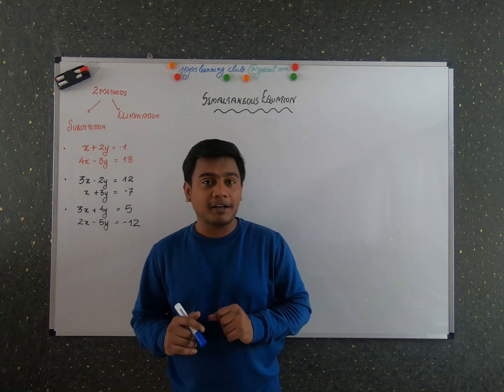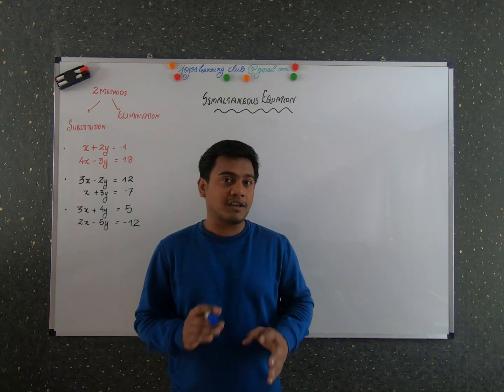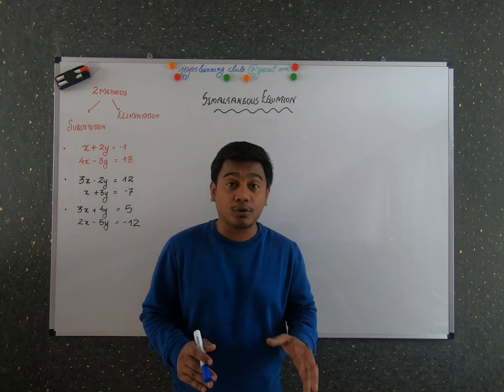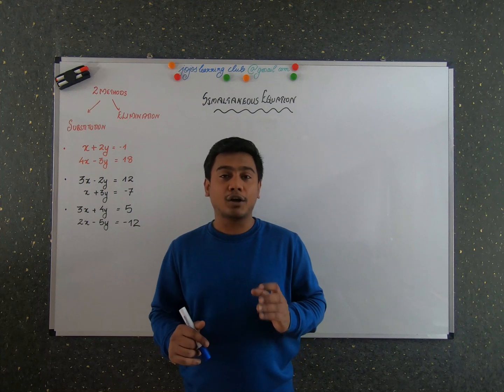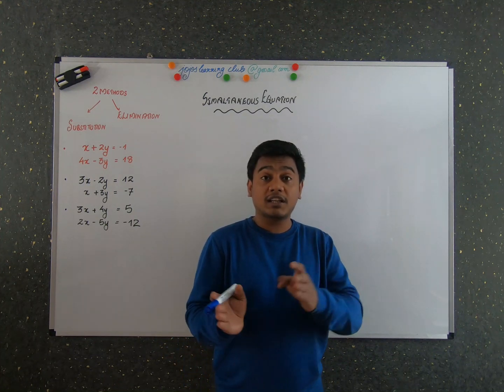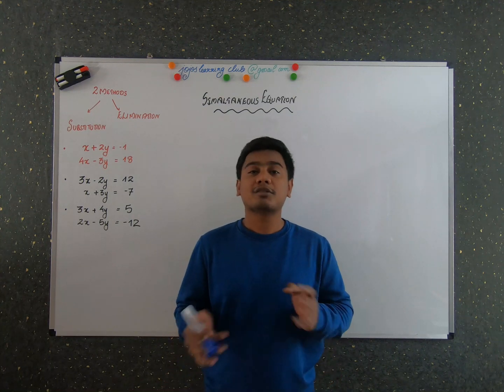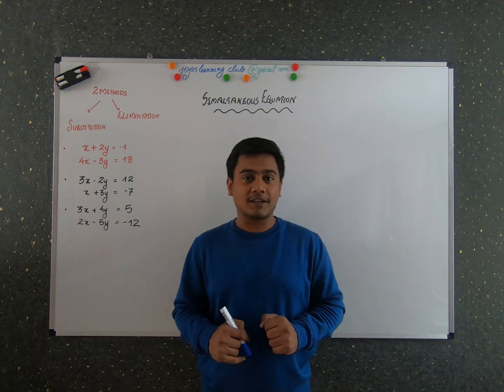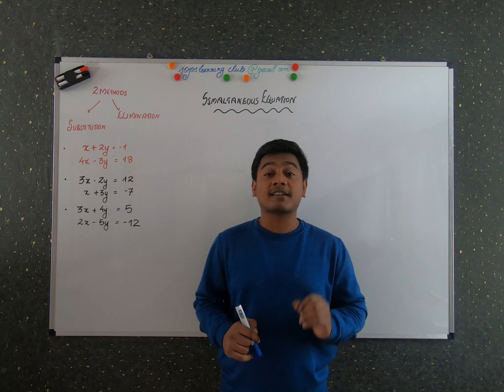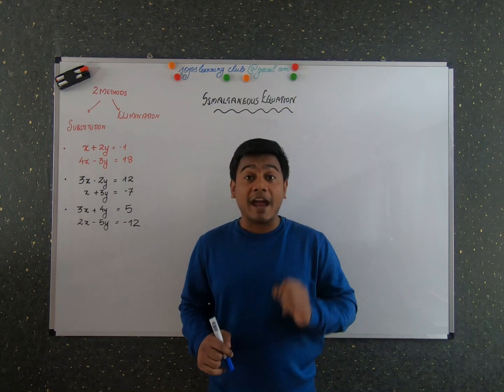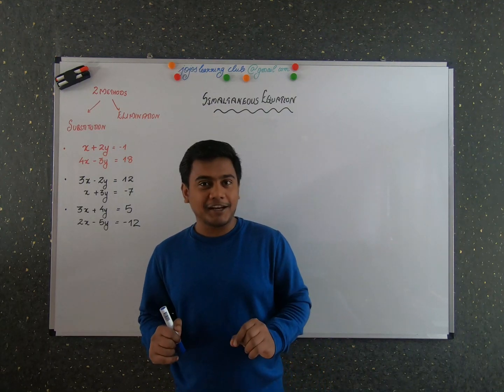So what are simultaneous equations? Simultaneous equations are equations solved together to find the values of the unknowns, and when we put in these values, they will be true for all of the equations. So this is what is meant by simultaneous equations. Today I will be discussing how to solve for the unknown values of simultaneous equations.